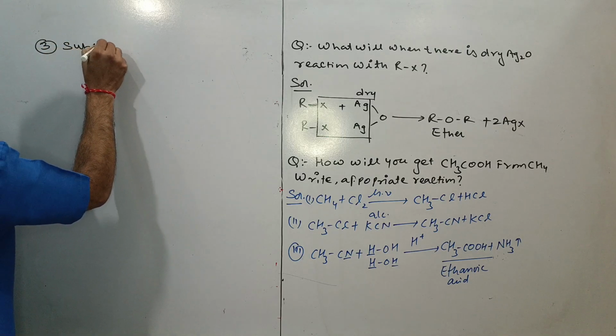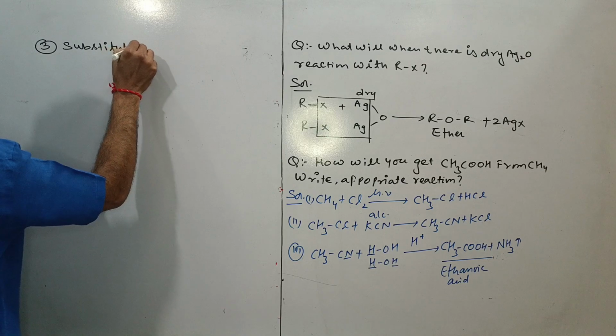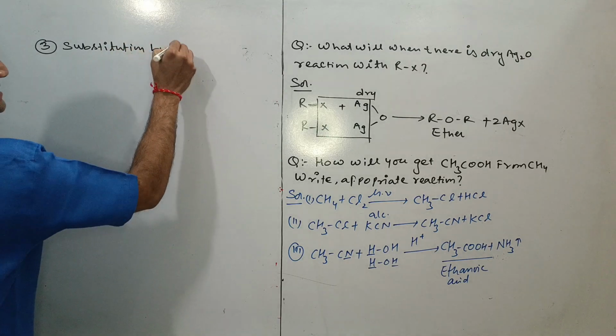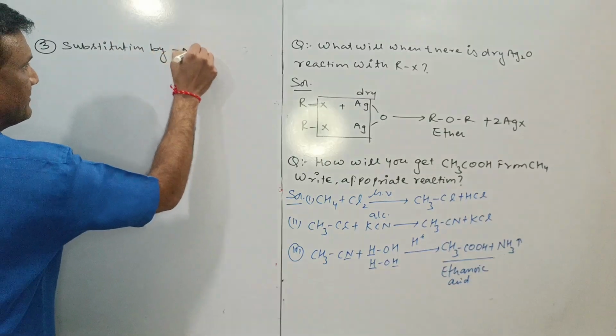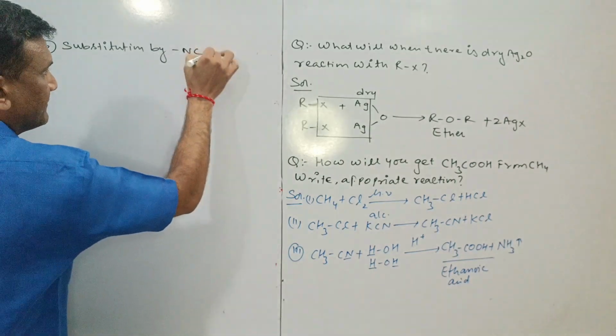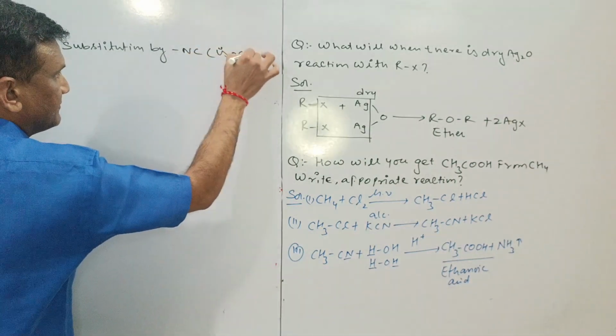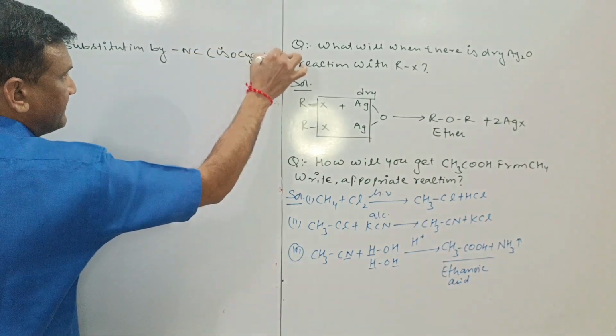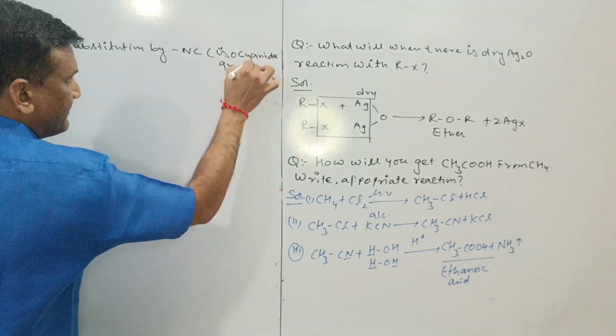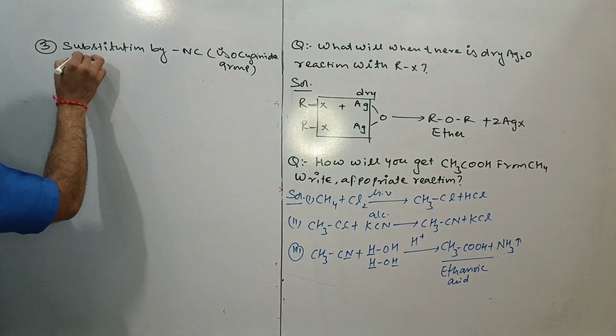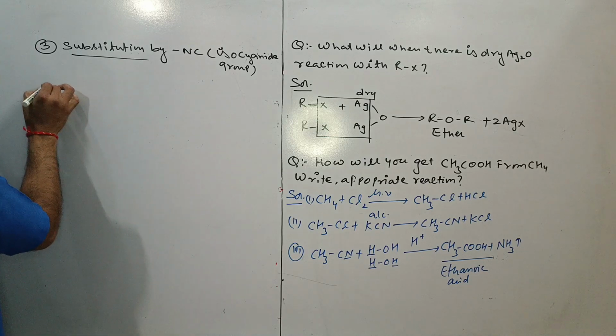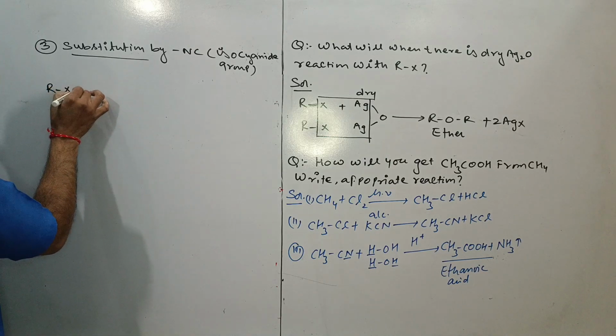Substitution by NC group, the isocyanide group. This is the isocyanide group. If we go with the substitution of isocyanide, then here is the alkyl halide RX.